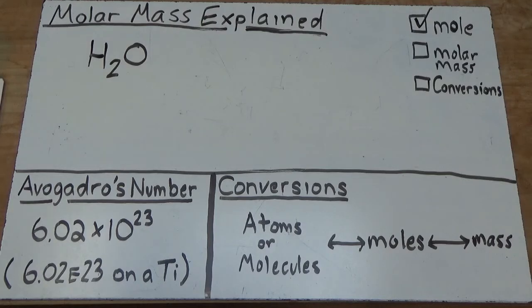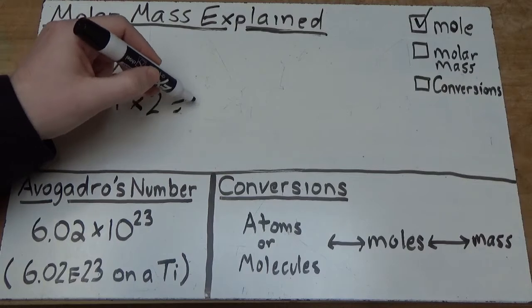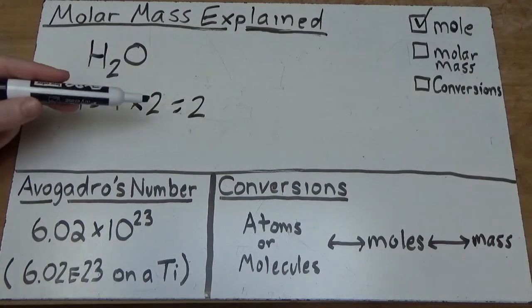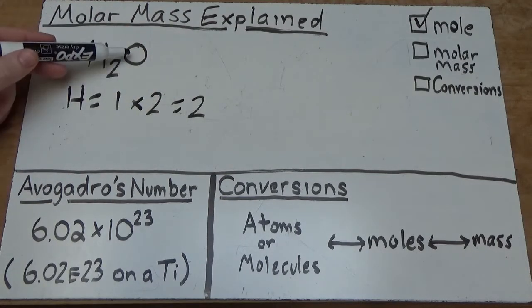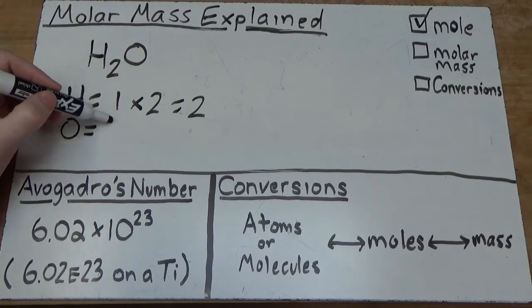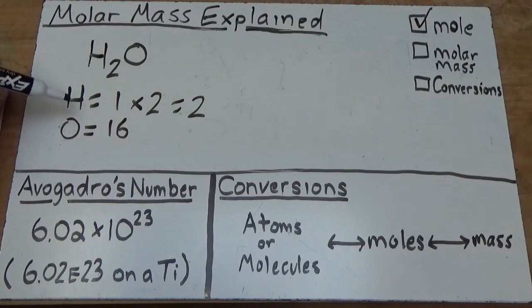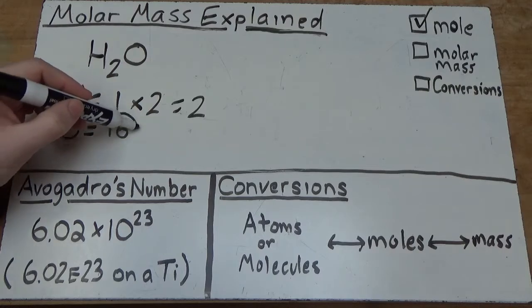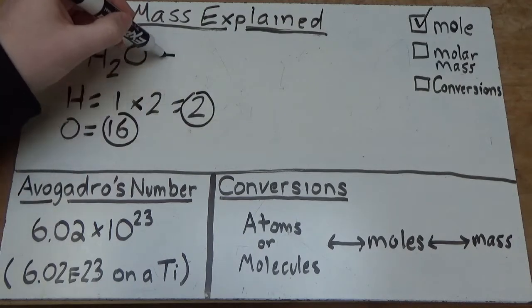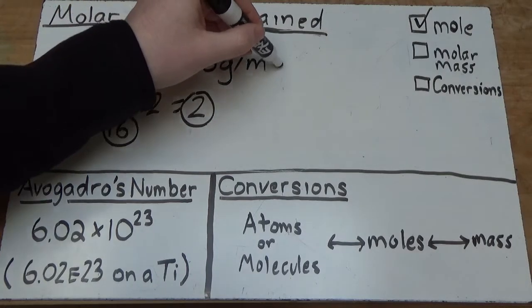So when I go to my periodic table, I see that H weighs 1. There's 2 of those H's, so the total weight of the H's is 2 grams. There's 1 oxygen, and this oxygen on my periodic table weighs 16 grams per mole. So if I have 1 oxygen and 2 hydrogens, I'm going to add up their masses, and water weighs 18 grams per mole.